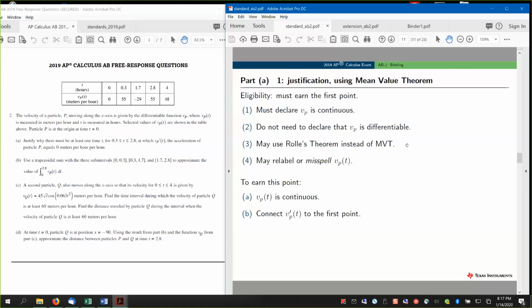And some of you are probably thinking about this or even solved it this way. The student can certainly use Rolle's theorem, and the reason is that the value of the function is the same at the endpoints of the interval, so that was fine. And they can even relabel or misspell v sub p of t here under the pressure of a high-stakes exam. For example, the student may state their justification using a function labeled just as v. So to earn the second point, the student must explicitly state that v sub p is continuous and connect v prime sub p of t to the first point.